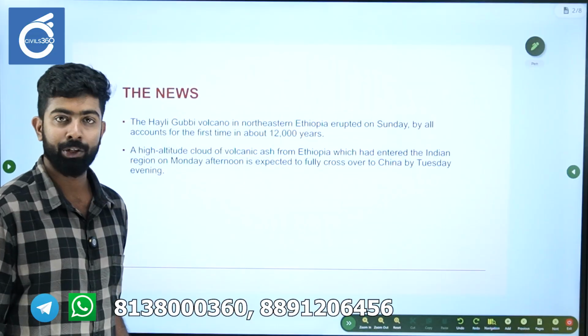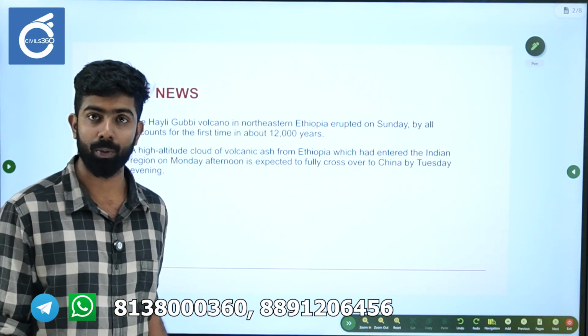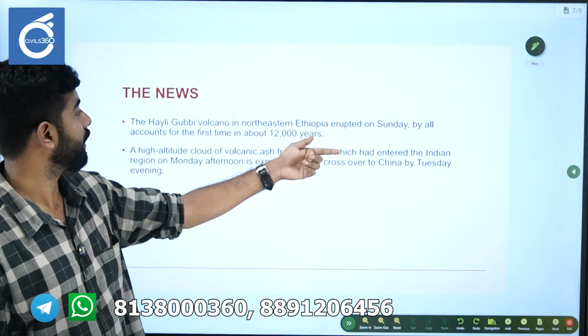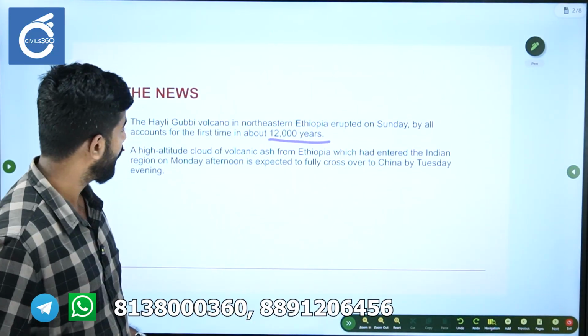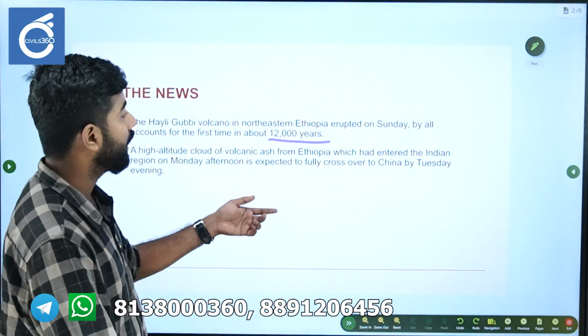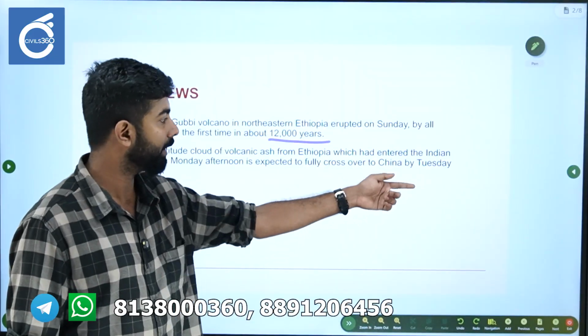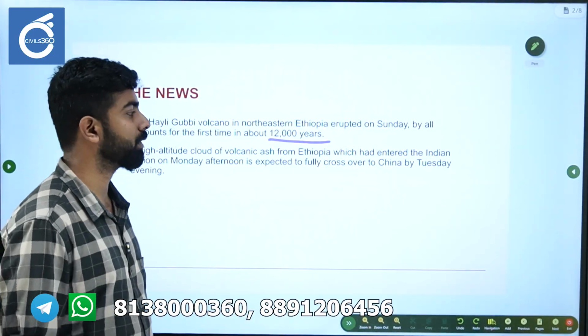Okay, so this was the news. The Hayli Gubbi volcano in northeastern Ethiopia erupted, for the first time in about 12,000 years, right? 12,000 years. And a high altitude cloud of volcanic ash, a plume, which from Ethiopia entered into India, and it will cross over to China by next Tuesday.